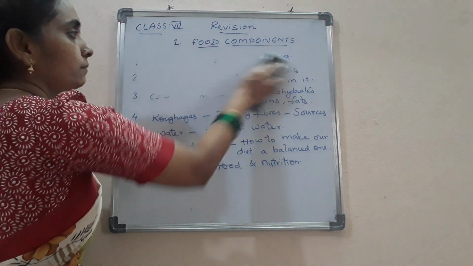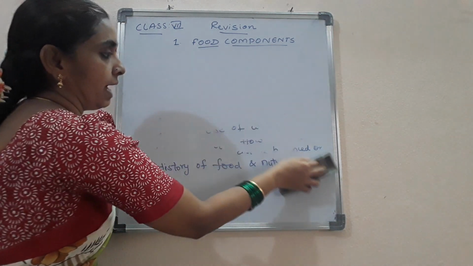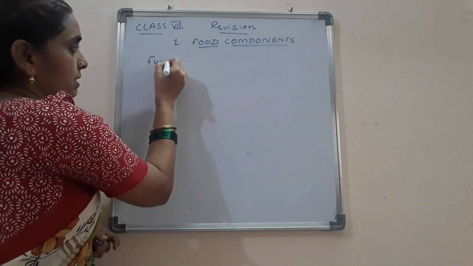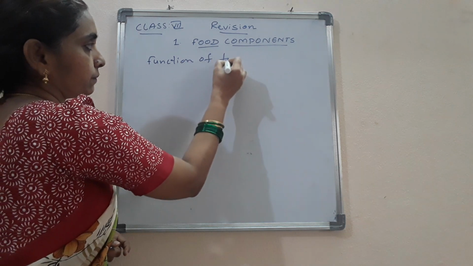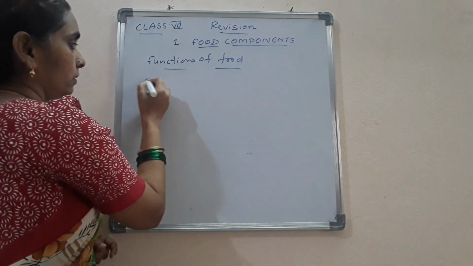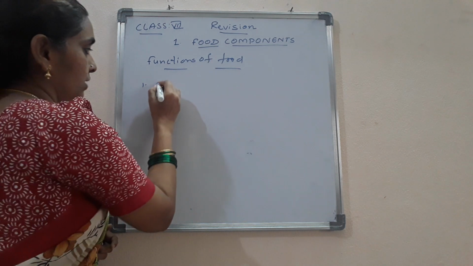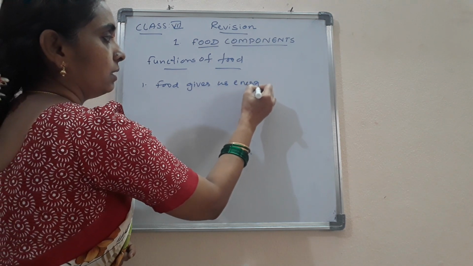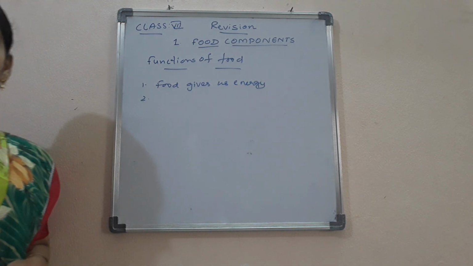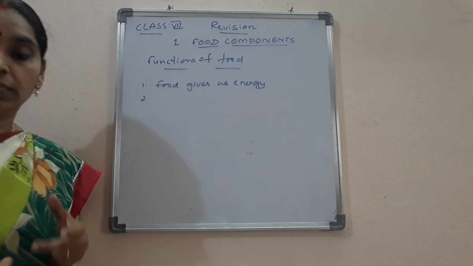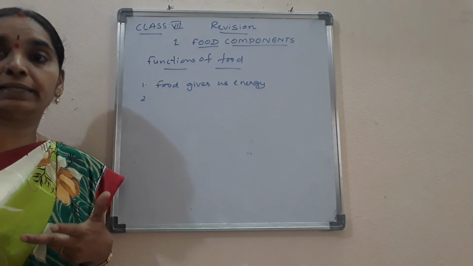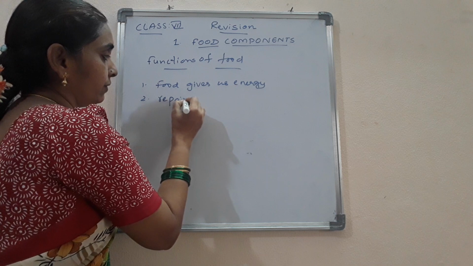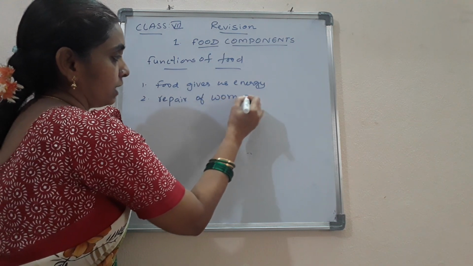As you know well, food gives us energy to carry out various metabolic activities. First, the functions of food. First point, food gives us energy. It is also needed for the repair of worn out tissues.